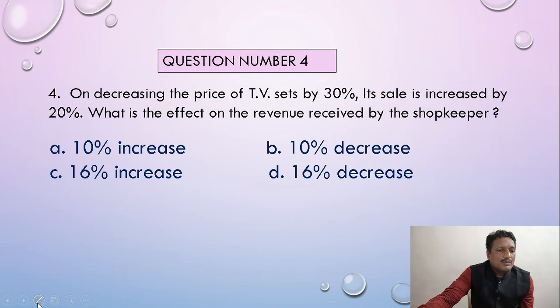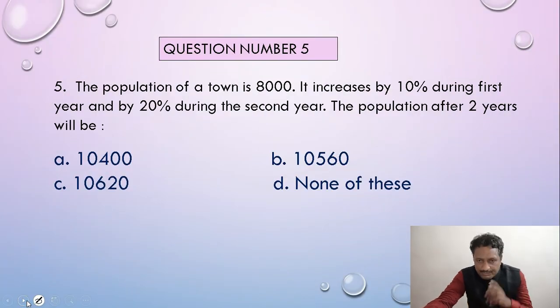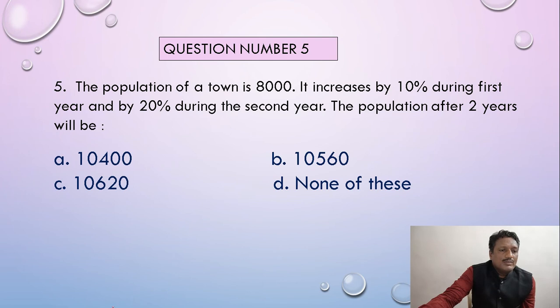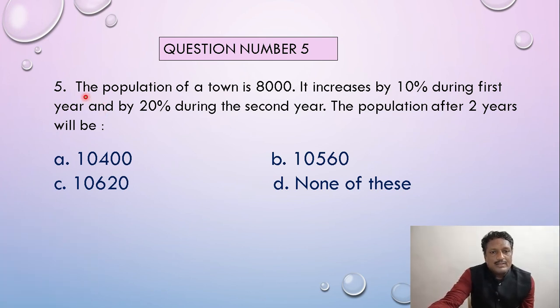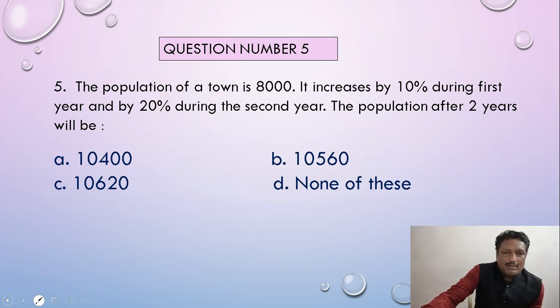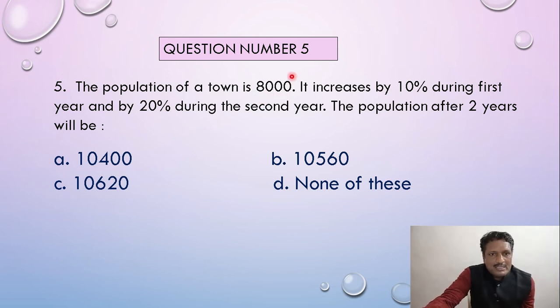Next question. See the fifth one. The population of a town is 8,000. It increases by 10% during the first year, and in the next year it has also increased by 20%. Find the population after 2 years. This also we can do in different methods, or we can also do the manipulation method. See, simply here the 8,000 we have to consider as the original population, 100%. So this 100% is 8,000.